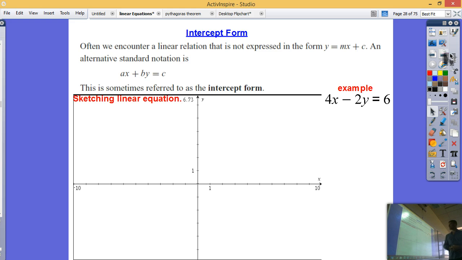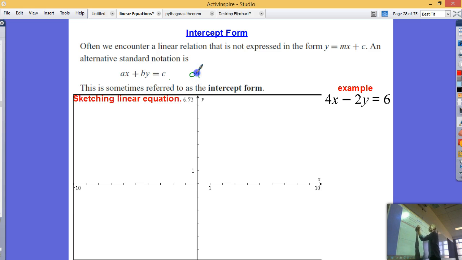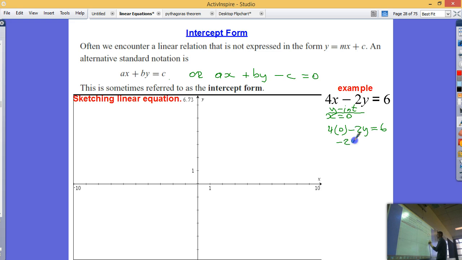Now, finally, one more go at thinking about this intercept form of a straight line and how easy it is to sketch. When it's in this form, ax plus by is equal to c, or it could look like ax plus by minus c is equal to 0, sometimes it's given to you when it looks like that, we're able to find the x and y intercepts really quickly. So when x is equal to 0, we're working out our y-intercept. So we substitute the 0 into the rule, and we get negative 2y is equal to 6, so that y has to equal negative 3.